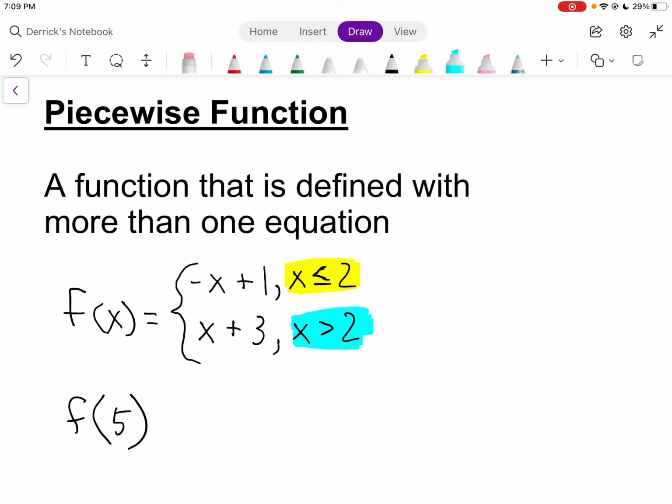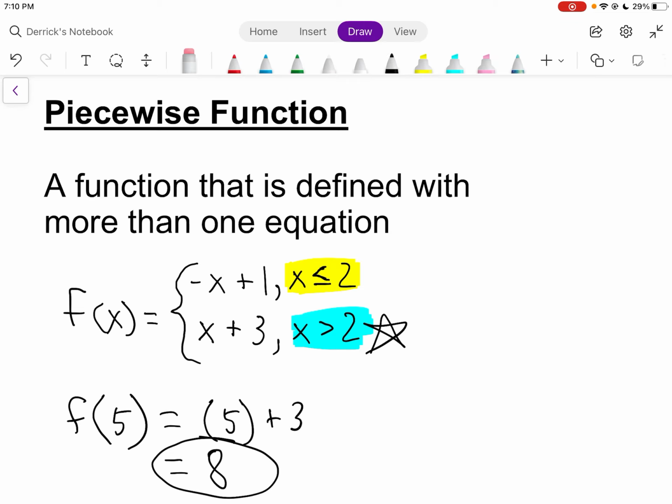For example, when x equals 5, if we're doing f of 5, well, 5 is not less than or equal to 2. 5 is greater than 2, which means we would want to use the second equation. So if I plug 5 into the second equation, 5 plus 3 would give me 8. And so our answer for f of 5 is 8. That is the only possible answer.